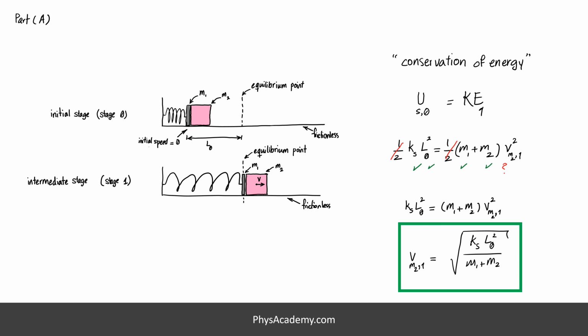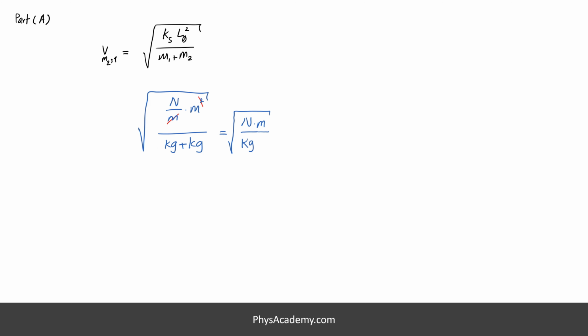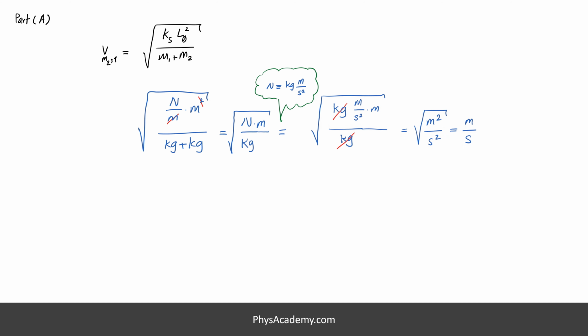Before plugging the numbers in, I'm going to take a few seconds to check the units to double check my work. Trust me, checking the units is totally worth it. The spring constant is in newtons per meter, L is in meters, and the mass is in kilograms. Remember, Newton is the short way of saying kilograms times meter divided by seconds squared. Then, we can cancel out more units, and at the end, we get meters per second, which is the standard unit of speed.